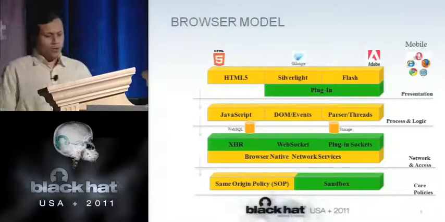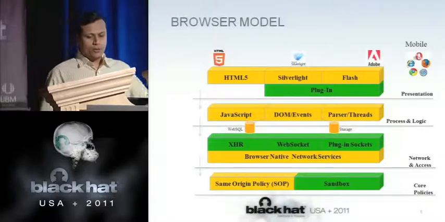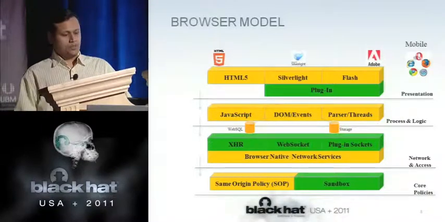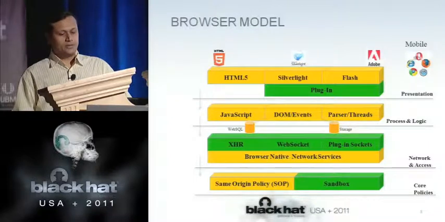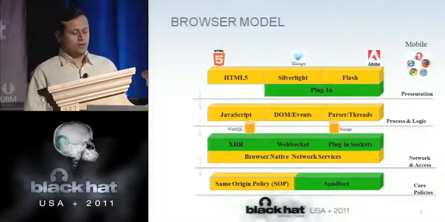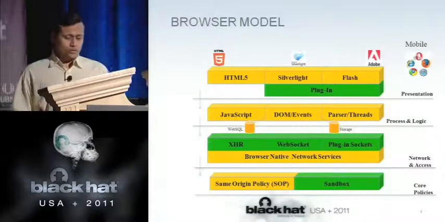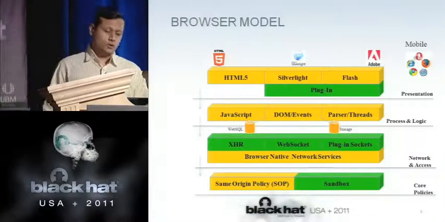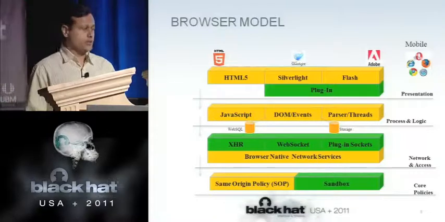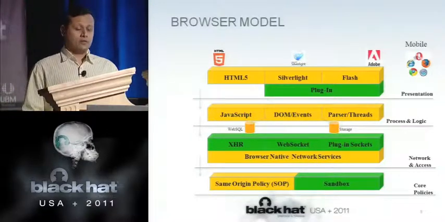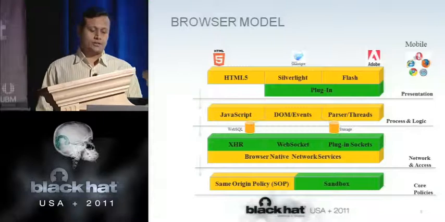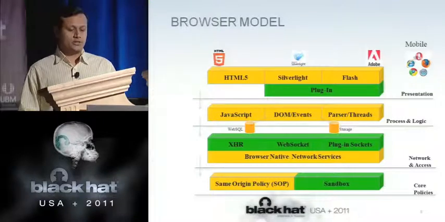So what is a browser model? If you look at it, definitely there are core policies at the bottom, which talk about the same origin policy and sandboxing. Then on top we have a network access layer where we have essentially 3 to 4 ways of talking to the server or making cross domain calls as well. XHR, WebSocket, plugin sockets. We have browser native network services and so on.